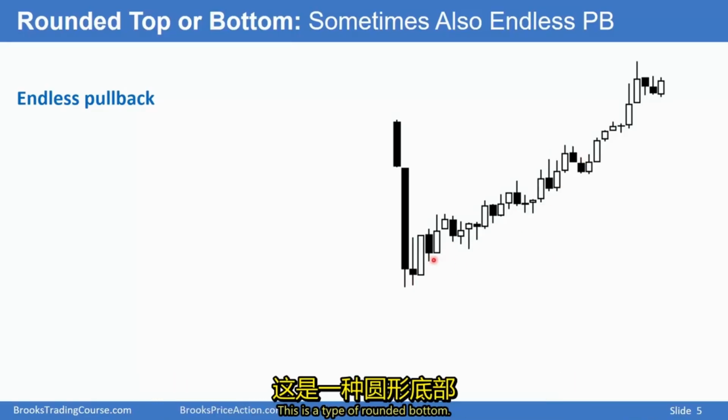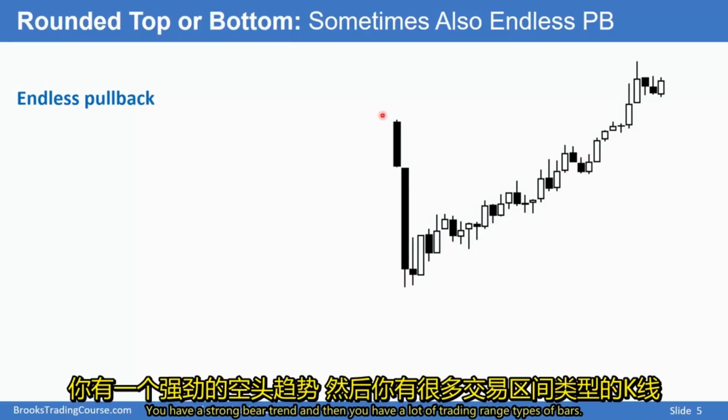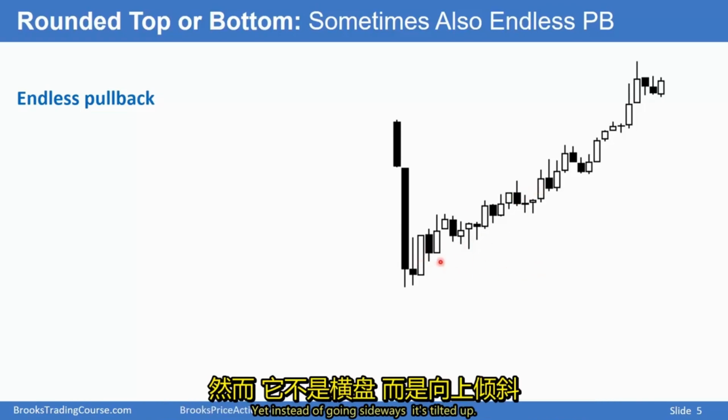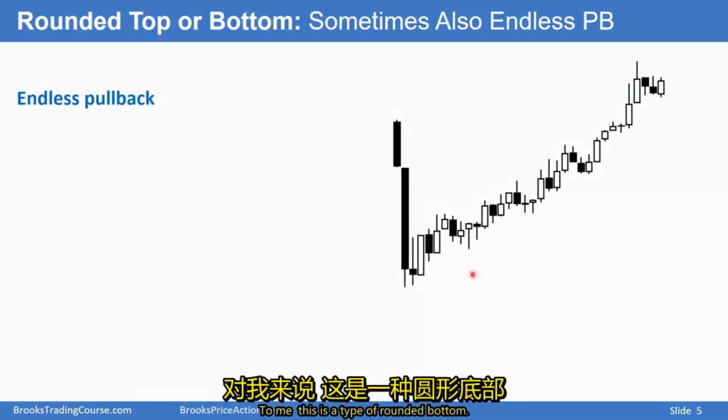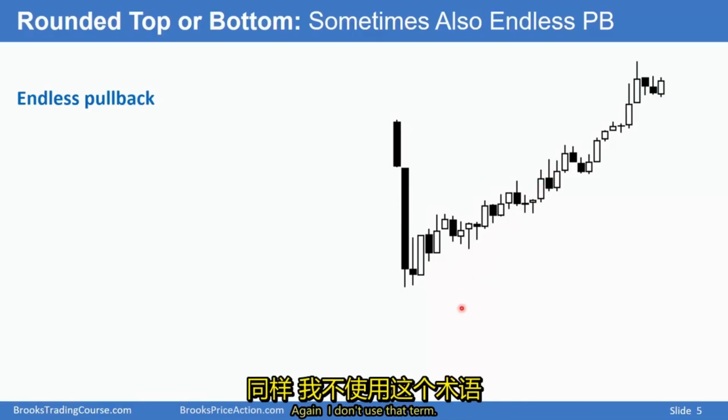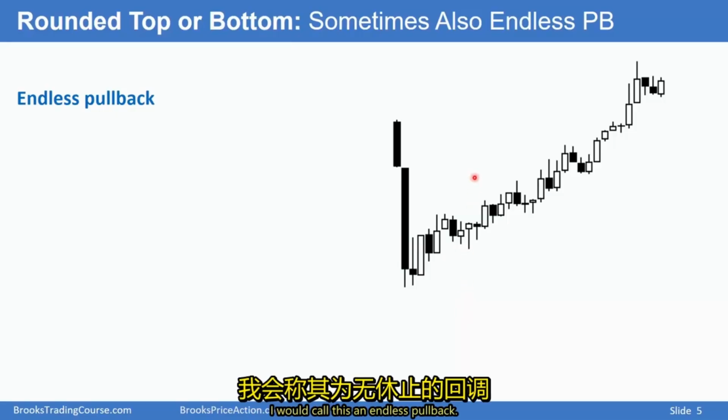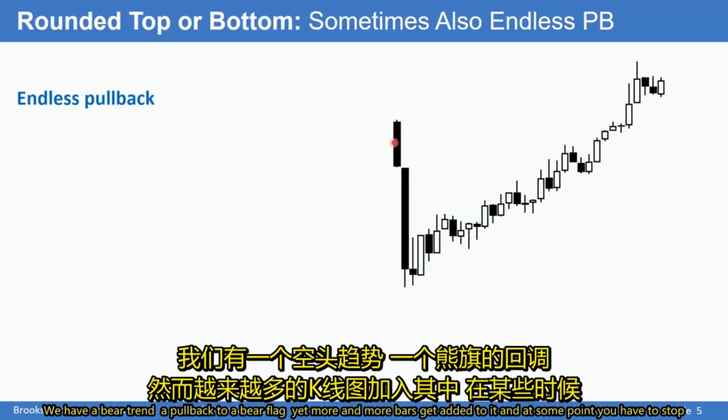This is a type of rounded bottom. You have a strong bear trend, and then you have a lot of trading range types of bars, yet instead of going sideways, it's tilted up. To me, this is a type of rounded bottom. Again, I don't use that term. I would call this an endless pullback. We have a bear trend, a pullback to a bear flag, yet more and more bars get added to it, and at some point, you have to stop calling it a pullback in a bear trend, and you have to call it a small pullback bull trend.